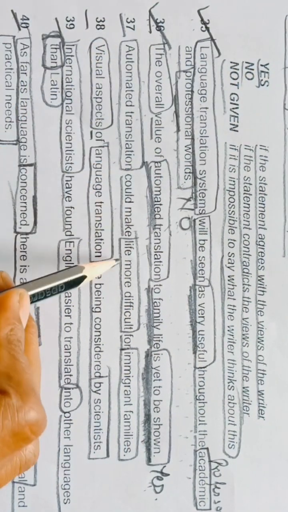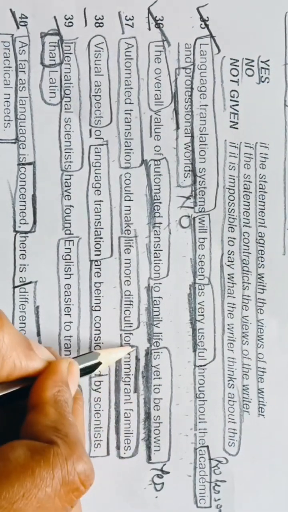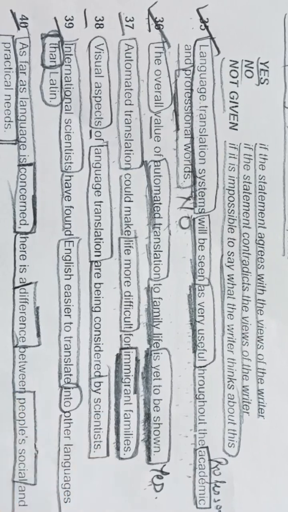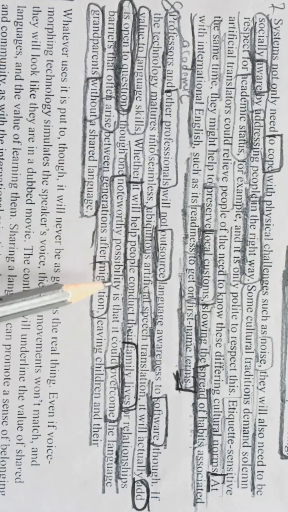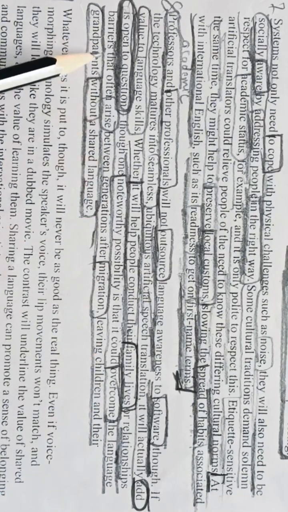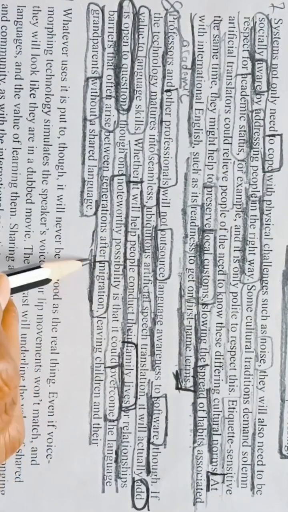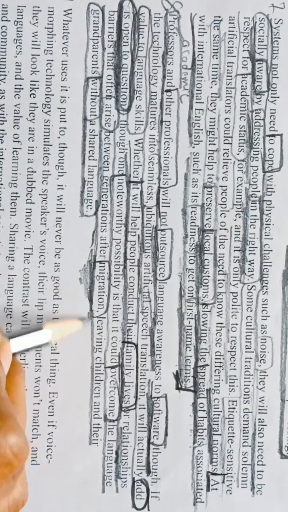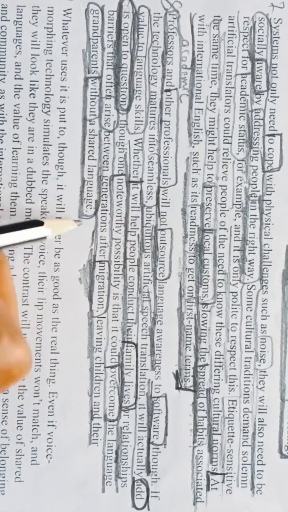Automated translation would make life more difficult for immigrant families. This thing we have seen, immigrant families. We have seen this keyword also in the same paragraph only. So, though one noteworthy possibility is that it would overcome the language barriers that often arise between generations after migration, leaving their children and their grandparents without a shared language. So, we are getting our answer from here.